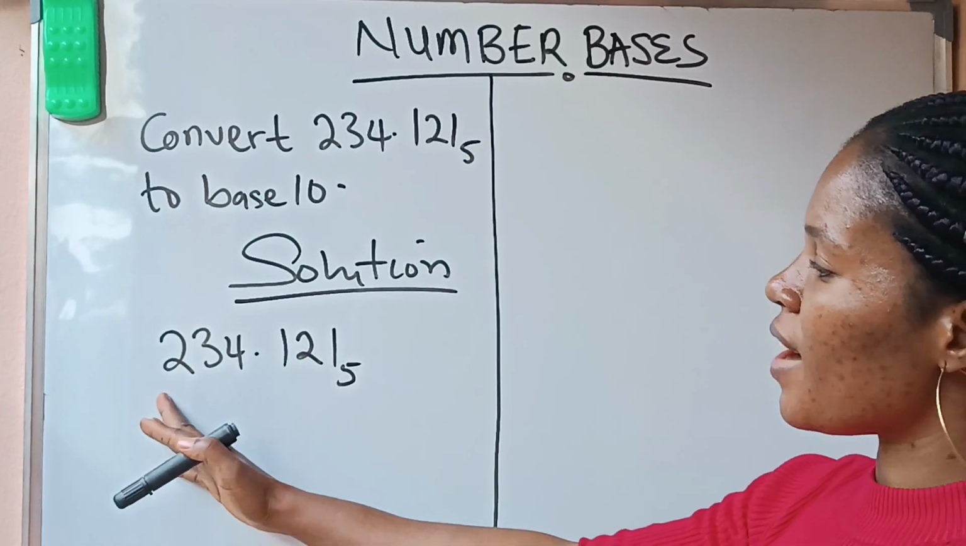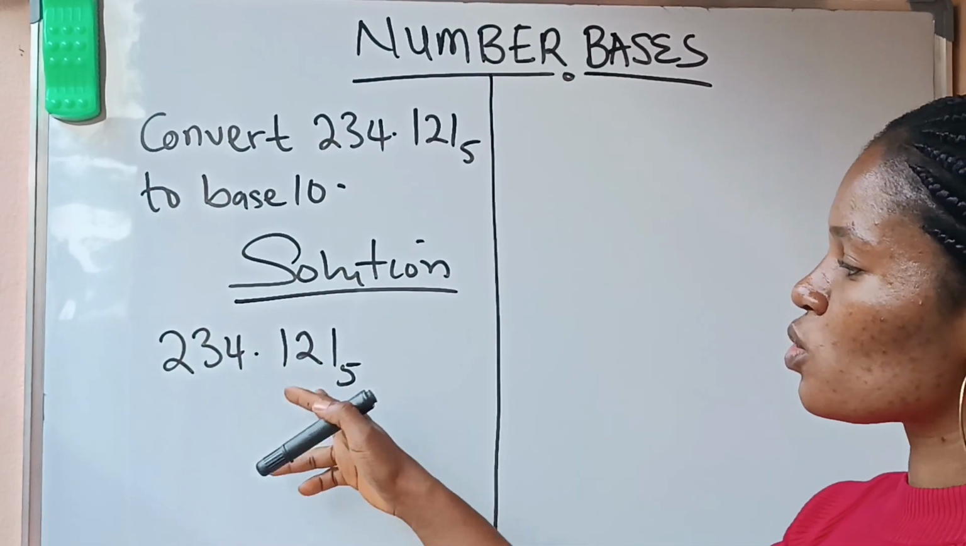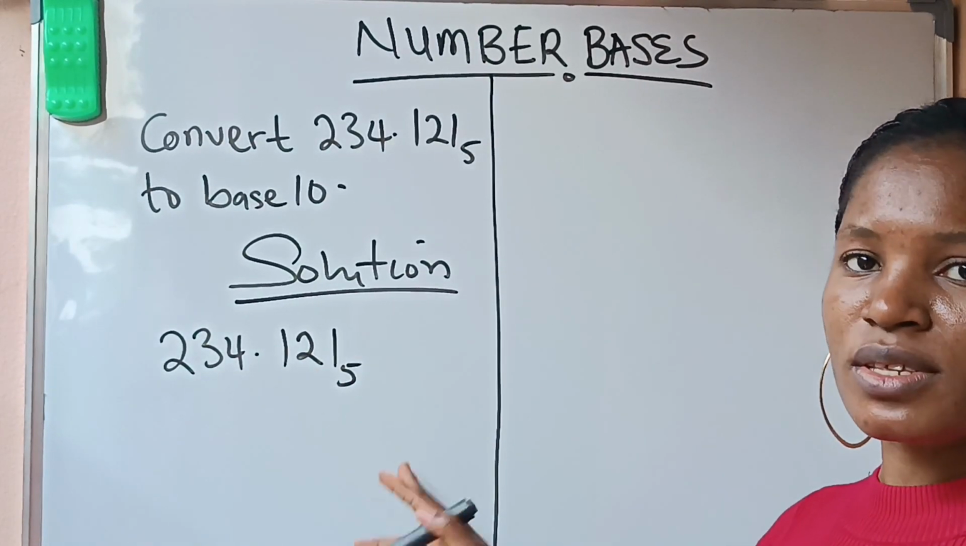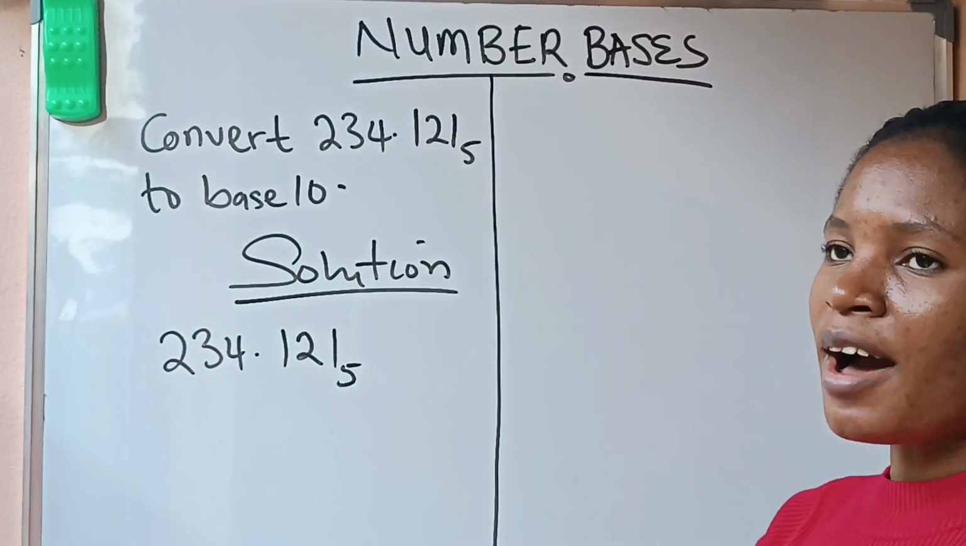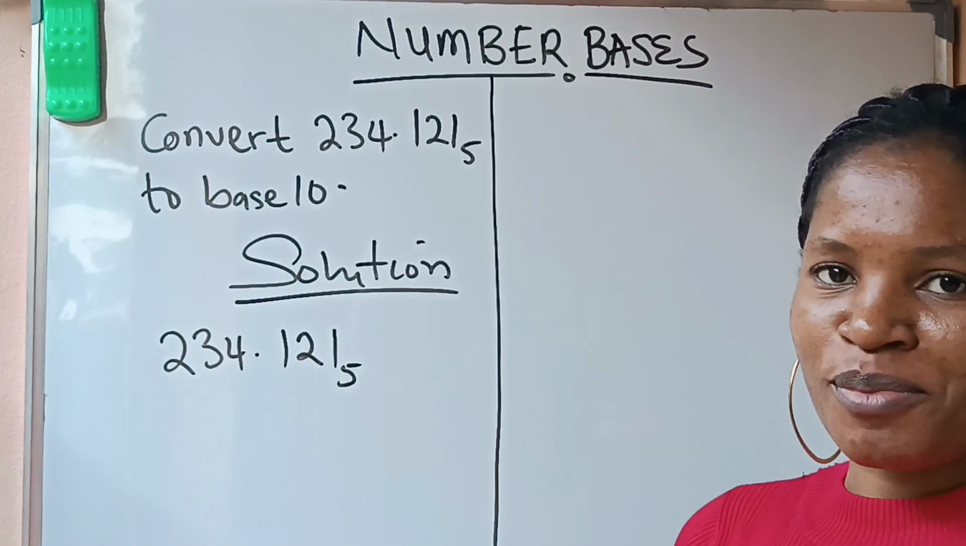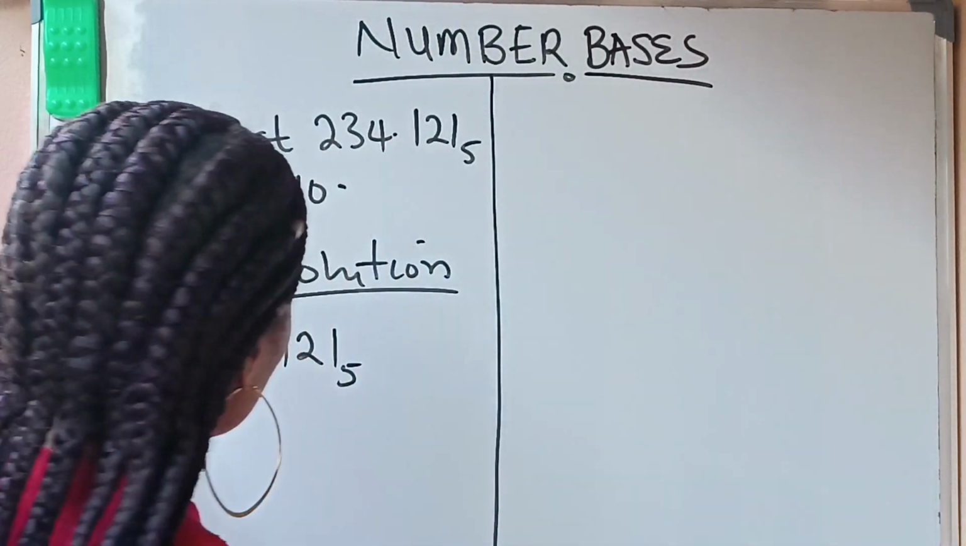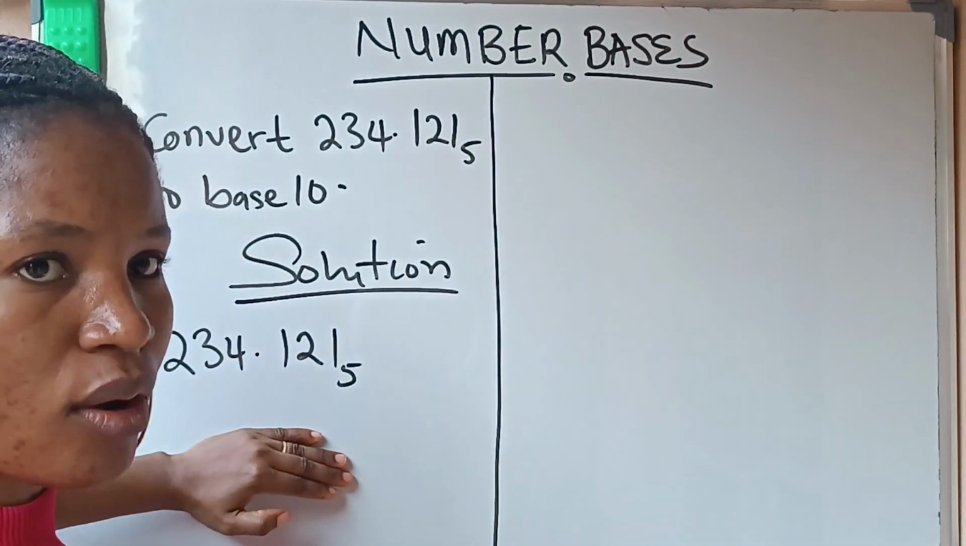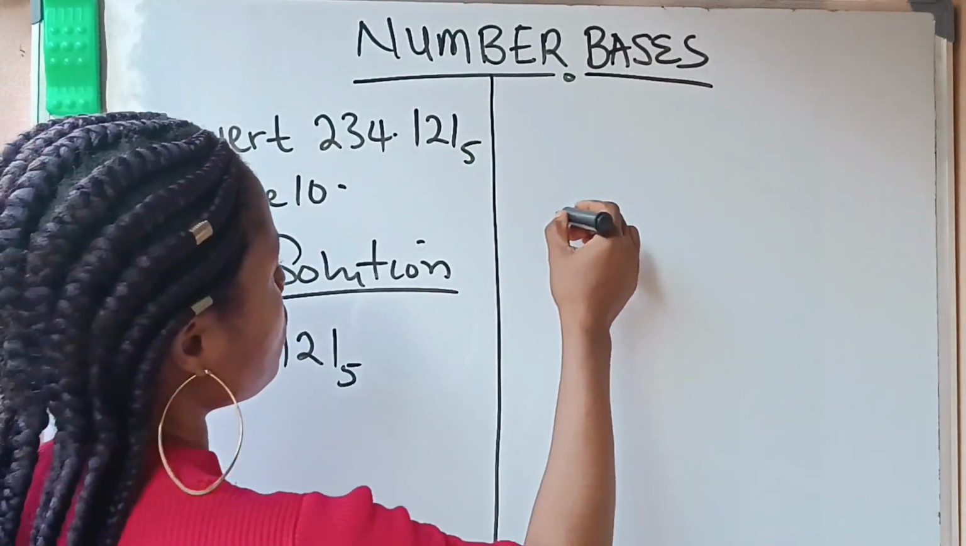We are asked to convert 234.121 in base 5 to what? Base 10. Now look at how I'm going to analyze this step by step. I would like you to follow me. Let's do this together. First of all, looking at this particular number, I would like you to do something for me. This is what we have.